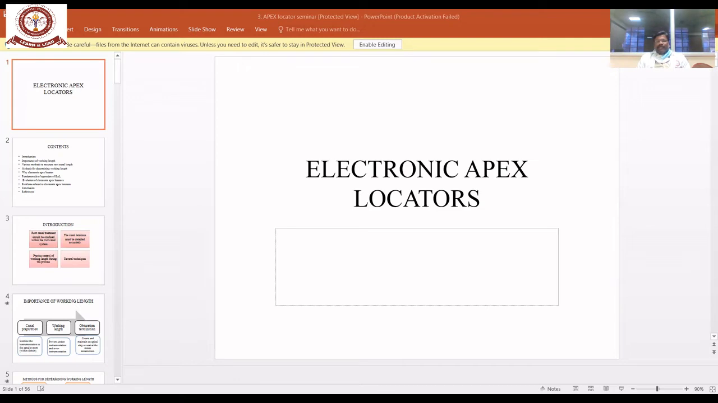Next are the fundamentals of operation of electronic apex locator. As we know, the human body is a good conductor of electricity. That means it allows the passage of current through our body. So, according to electrical principles, our body has atoms, electrical charge, flow of electrons, and conductivity of ions.